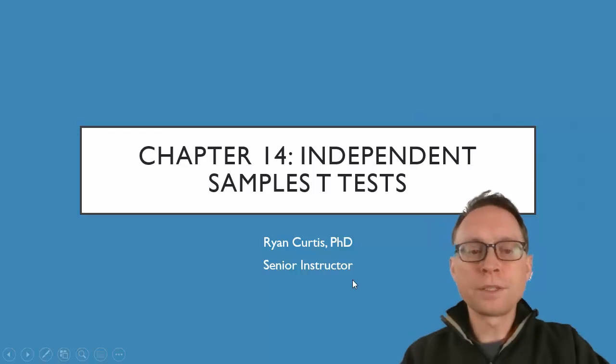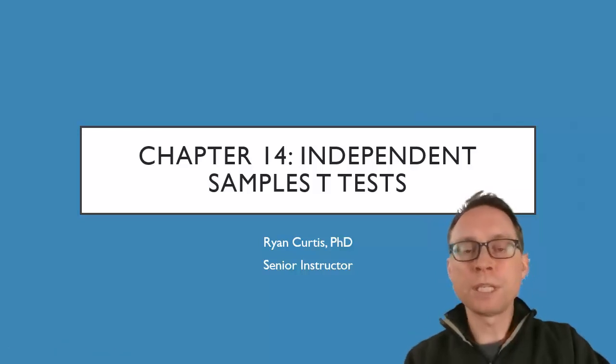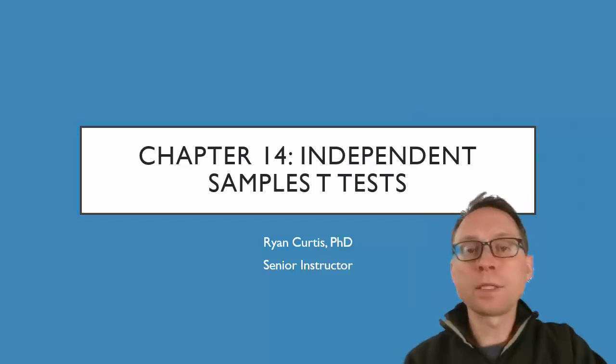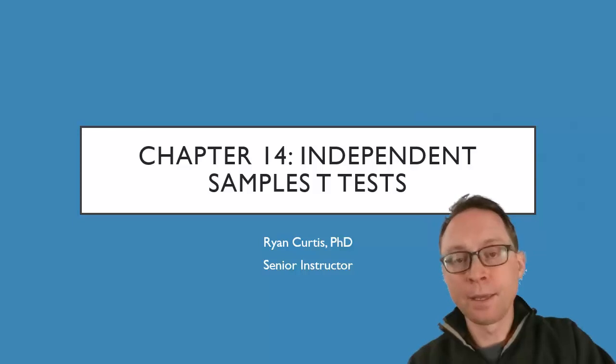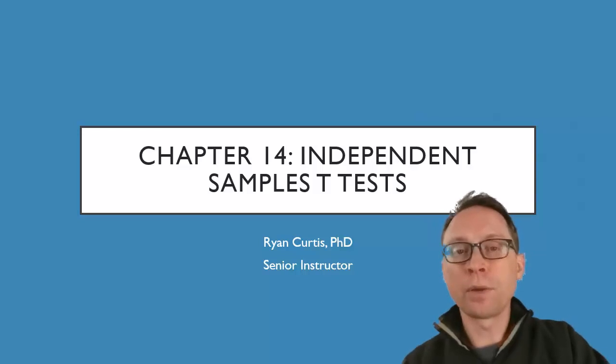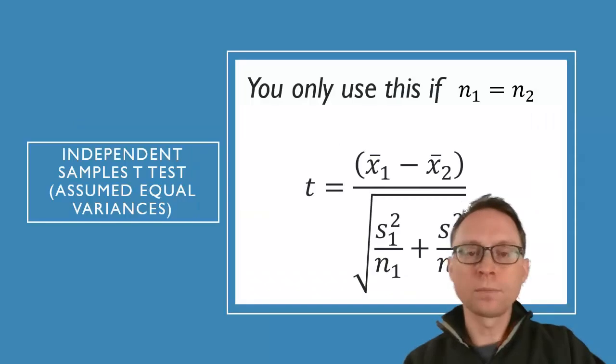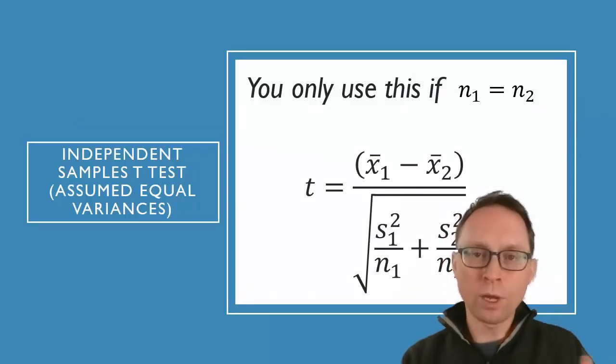Hi everybody, this is chapter 14, Independent Samples T-Test Part 2. So last time we talked about how to calculate an independent samples t-test and how to find whether or not we should reject or fail to reject the null hypothesis. Well, we need to make it a little more complicated.